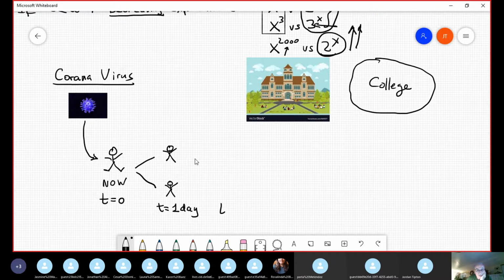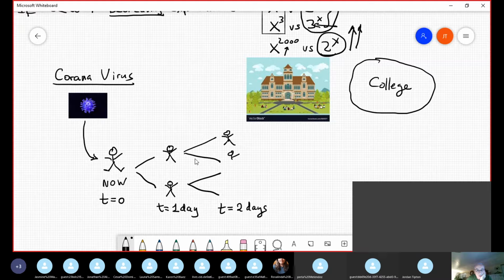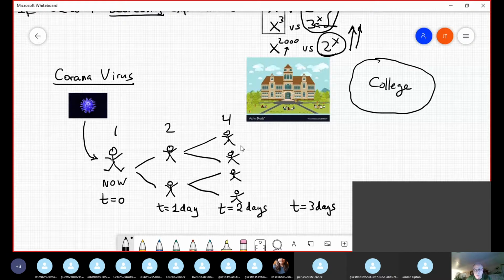Entonces, my question is, how many students are contaminated in 2 days? How many? 4. 4 students. Okay. Little by little, you understand the exponential function. Nice. 4 students, 2 students, 1 student. What about how many students are infected in 3 days? Okay, how many students are infected in 3 days? 8. Very well. 8 students.